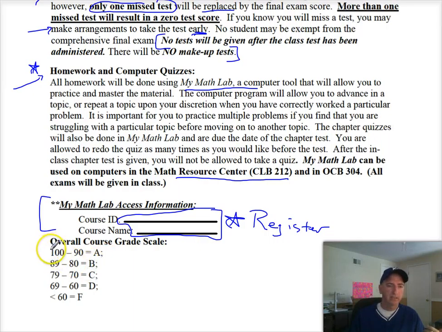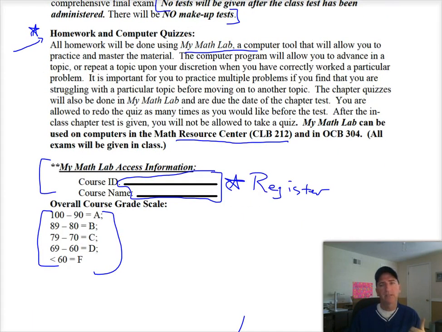And the grading scale is the typical college grading scale. We don't have pluses or minuses. It's just A through F grade based on your points and the number of possible points for each class.